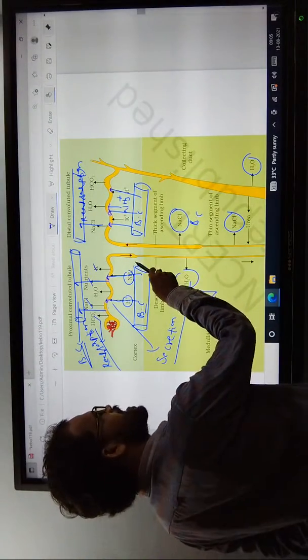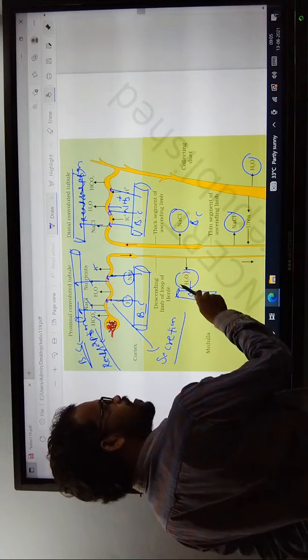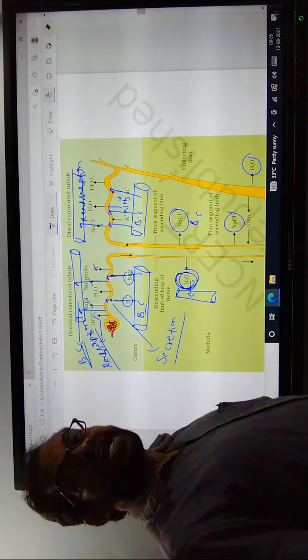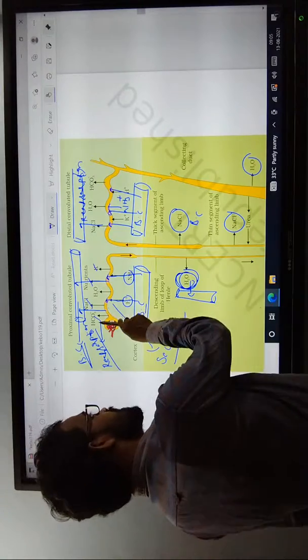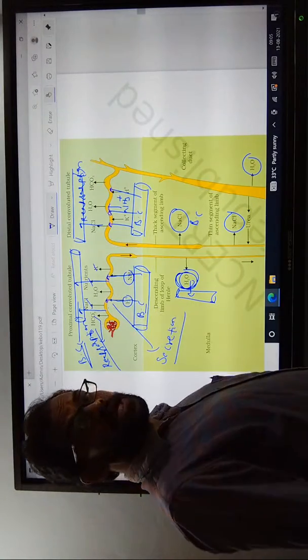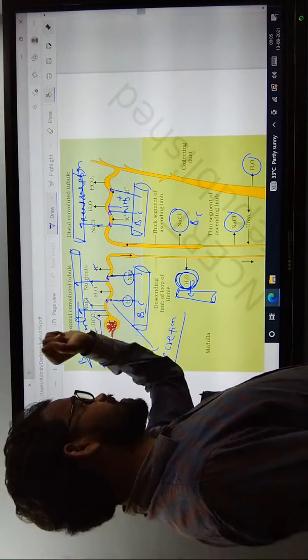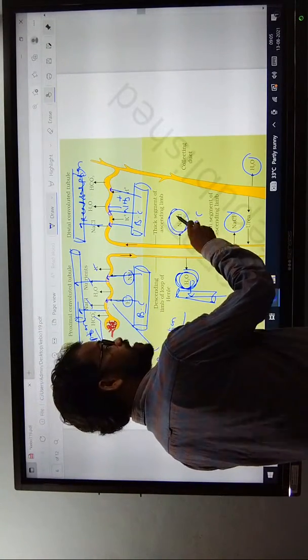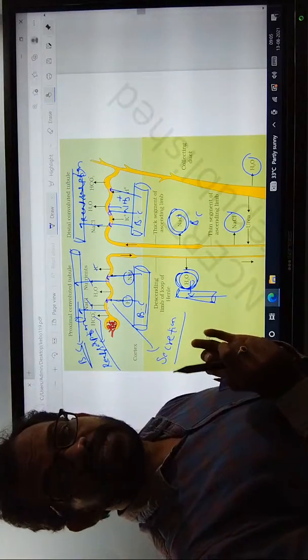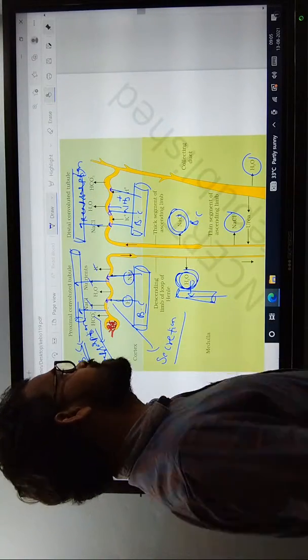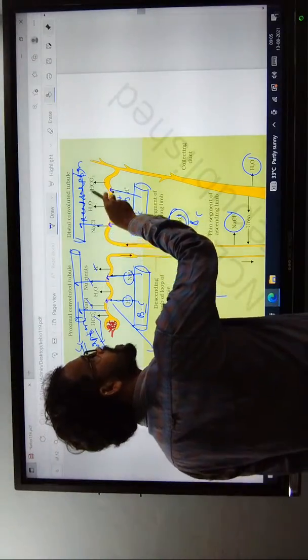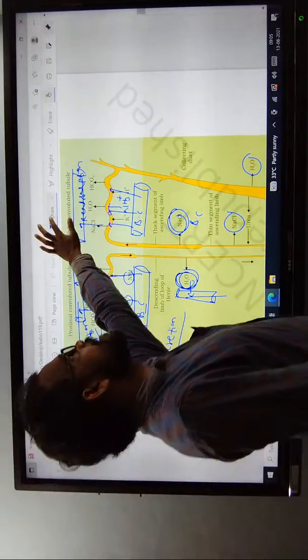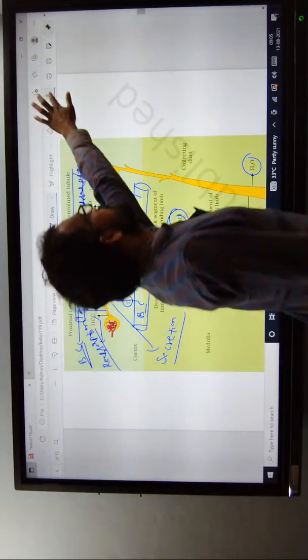See, in the descending limb of the thin segment, water is reabsorbed, but electrolytes are almost not reabsorbed. Here, 70 to 80% of water and nutrients are reabsorbed. Coming to the thick segment, only electrolytes are reabsorbed and no water is reabsorbed. Here also, sodium chloride, water, and bicarbonate are reabsorbed.